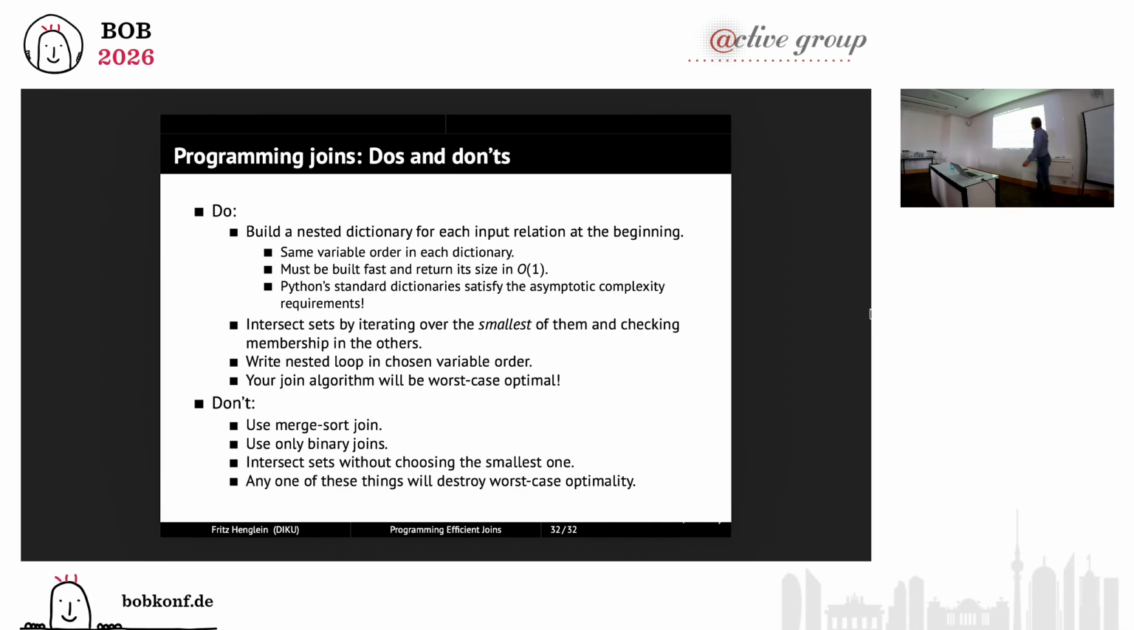And then intersect sets by always iterating over the smallest set, ask them, and write nested loops in the chosen variable order. Your join will be worst case optimal unless you deviate. Namely, don't use merge sort join, okay? That'll blow it up. You get a quadratic blow up. Don't use only binary joins. Don't intersect sets without first asking how big they are. That's it. Thank you.